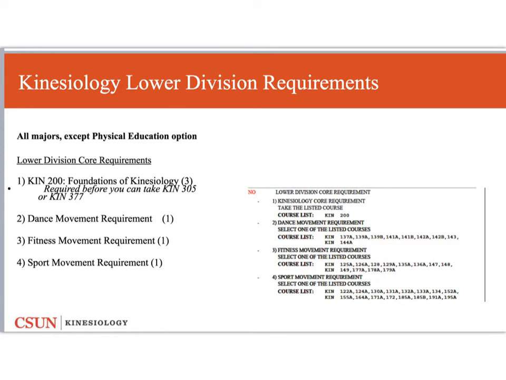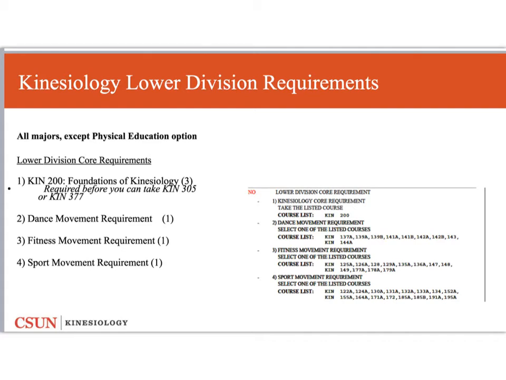You're all required to take an Intro or Foundations of Kinesiology course. Here at CSUN, we call it Kin 200. Many of you may have already taken it at your community college. If not, you want to take this as soon as possible because Kin 200 is a prerequisite for Kin 305 and Kin 377, and you all need Kin 305 and 377.